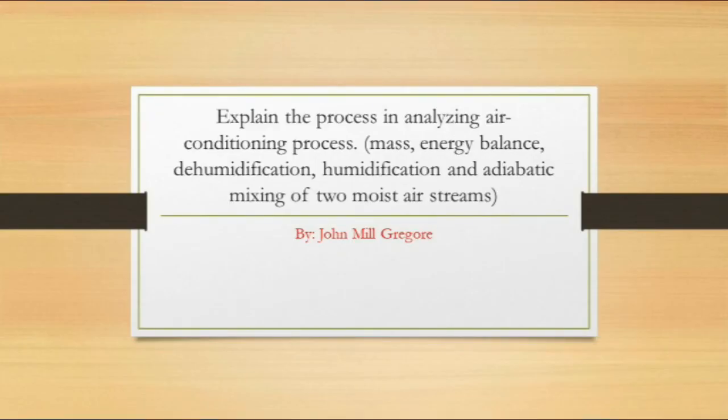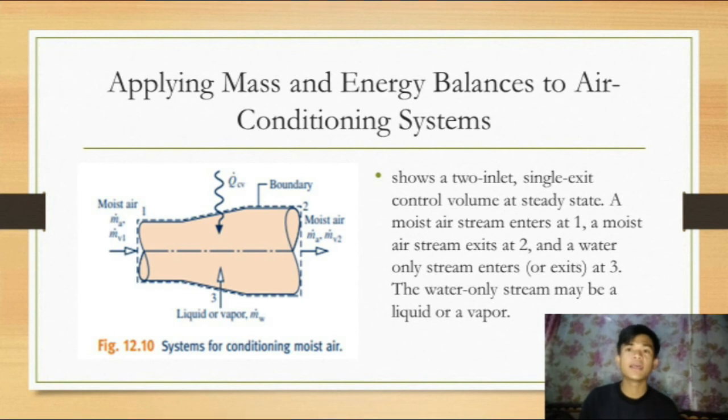Explain the process in analyzing air conditioning processes, which includes mass and energy balance, dehumidification, humidification, and adiabatic mixing of two moist air streams. So, let's start with this figure. It is the system for conditioning moist air. It has two inlets and a single exit control volume at steady state.